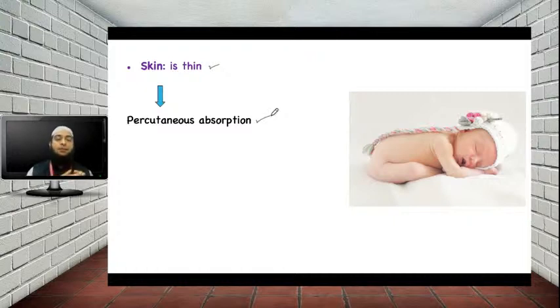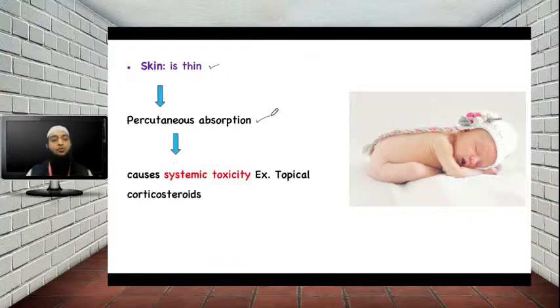So with any drug application, especially a lipid soluble drug, if you apply it on the skin, it may undergo percutaneous absorption through the skin. So you must take precaution when you are giving some drug. You see that it doesn't touch the skin of that patient, otherwise it may be absorbed into the blood circulation and may cause systemic toxicity. And this was observed with many topical corticosteroids.